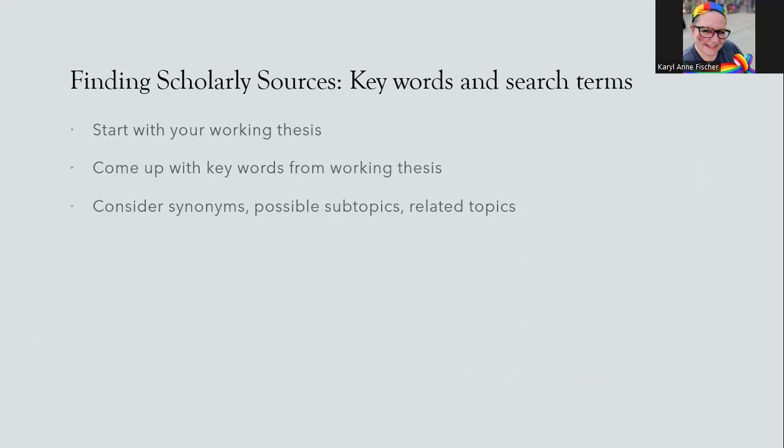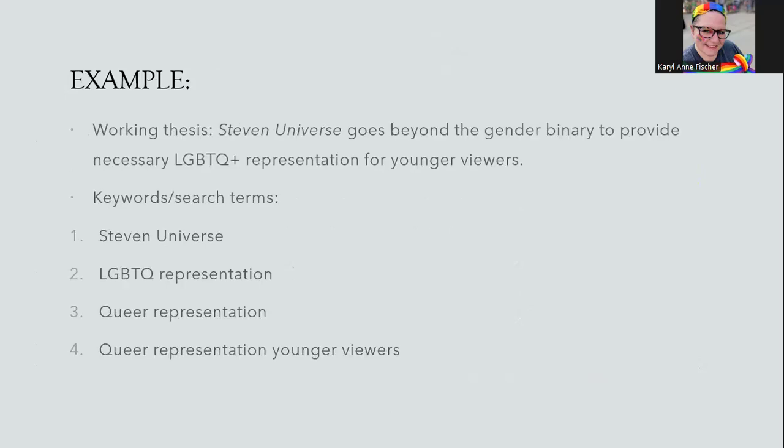And there's a worksheet that you'll be able to look at that'll help guide your search strategy before you even start using the database after viewing this lesson. So let's say this is my working thesis. I'm going to look up Steven Universe, LGBTQ representation, queer representation, younger viewers. And I may have to try out a few different terms to find something that works. The important part with forming a research strategy before looking for scholarly sources is that you just want to be able to have as many search terms ahead of time as possible.